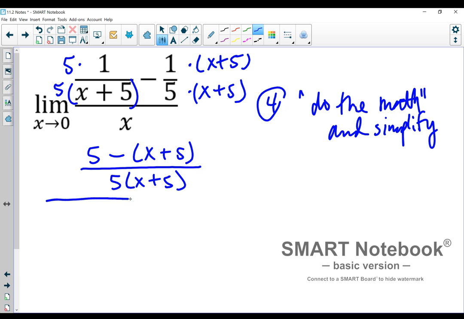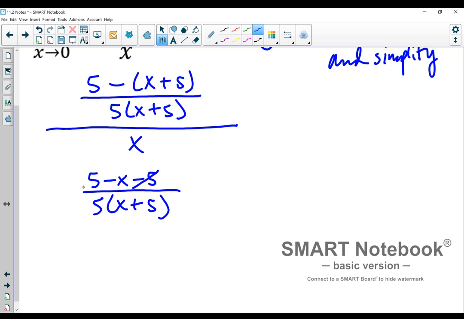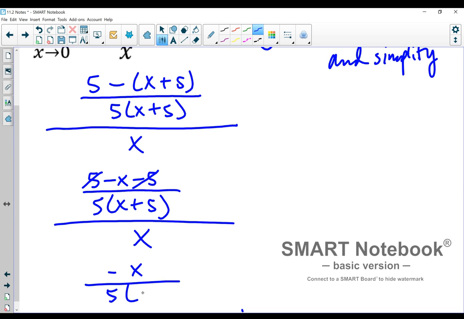And then I have my giant fraction, right? That's this one right here, this fraction bar. It's all over x. And if I'm dividing by x, I'm really multiplying by the reciprocal. So we'll have to do that in a second. So let's see, 5 minus x minus 5. I want to distribute my minus sign over 5 times x plus 5. Okay, so now I have a negative x over 5 times x plus 5, all over x.